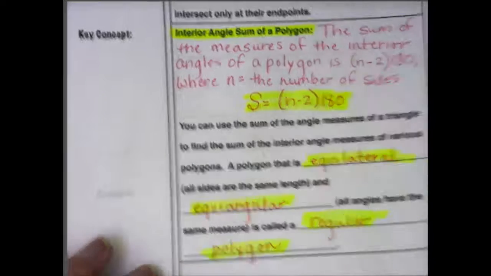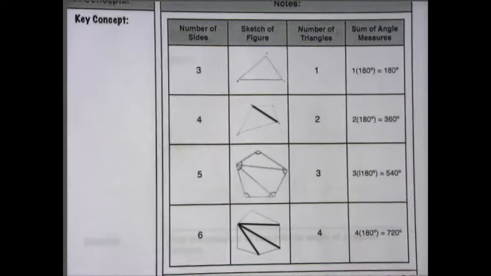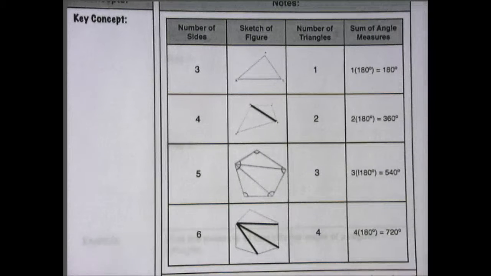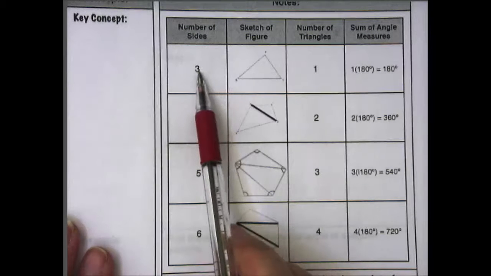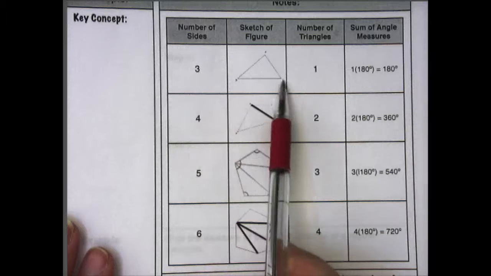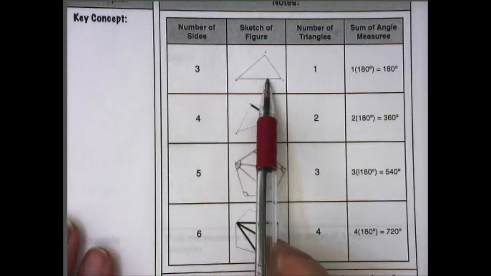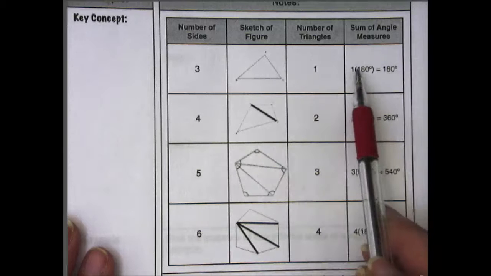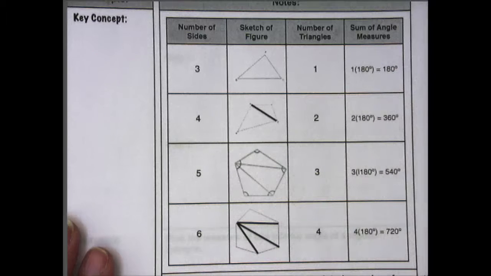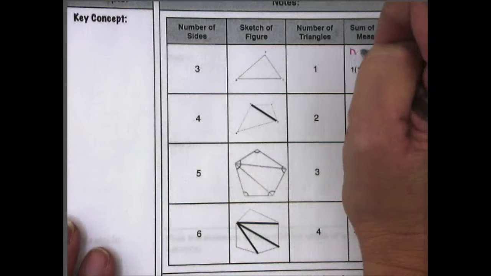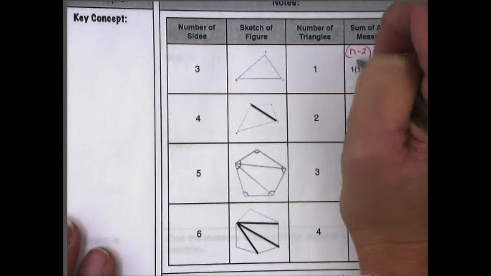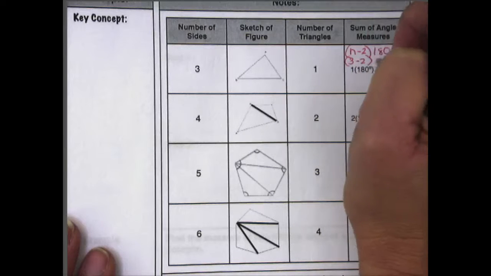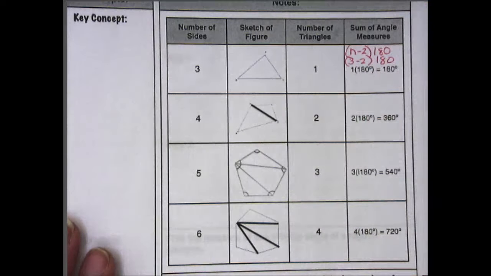All right, let's take a look at the next page. The next page we have a key concept. We have a picture or a table here that shows the number of sides, in this case 3. Anytime there are 3 sides, we know it's going to be a triangle. The number of triangles involved is 1. And the sum of the angle measures would be 1 times 180 equals 180 degrees, because n minus 2 times 180, 3 minus 2 times 180 is 1 times 180.